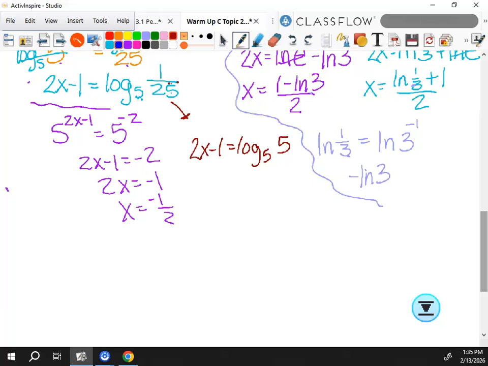Because the negative gets it out of the denominator and it'd be a negative 2. So 5 to the negative 2 power is 1 over 25. We okay with that? So this right here matches this right here. And then since these match, that can go away. I get 2x minus 1 equals negative 2. And then I'm right back where I was over here. Okay, it's just a different way to get there.